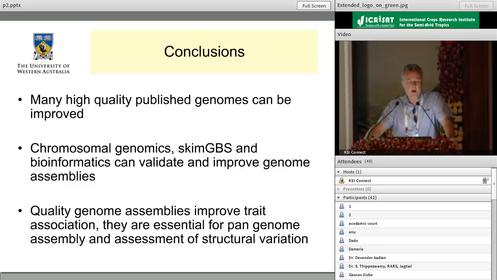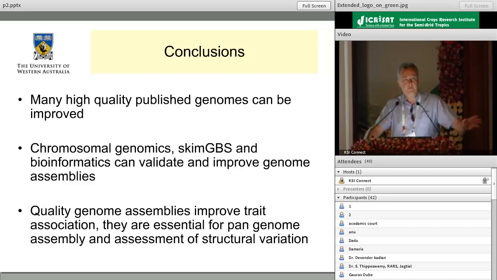And the conclusion is that many high-quality published genomes, and I'm not being critical of these genomes, I think the genomes that are published are fantastic, and at some point you've got to draw a line and publish them. I think people are doing that and publishing them at the right time, but they can still be improved, and as the technology improves, we are seeing much better genome assemblies. And that's quite clear when we looked at the gene conversion amounts.